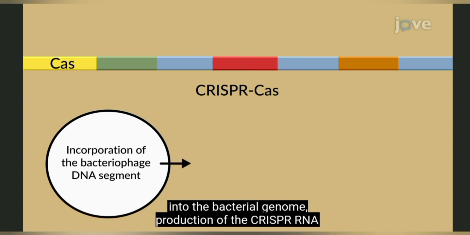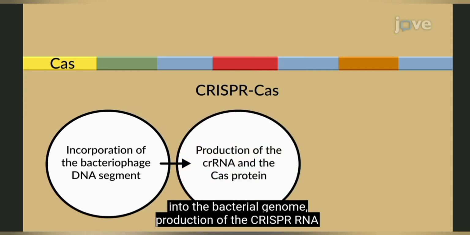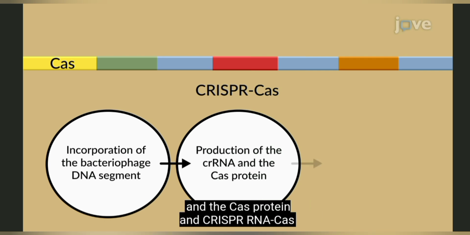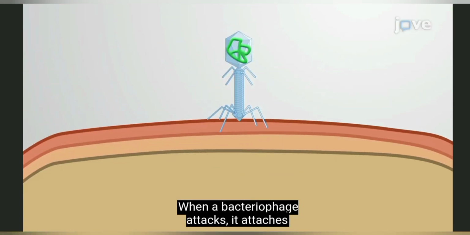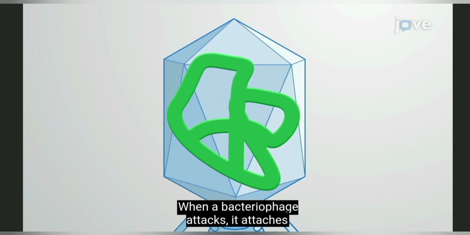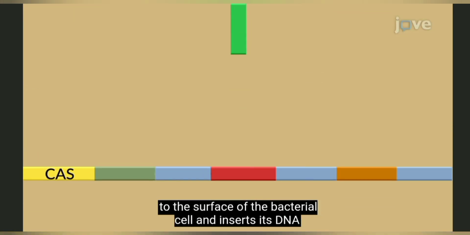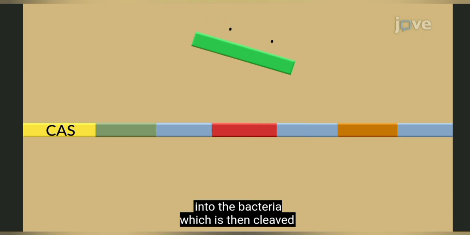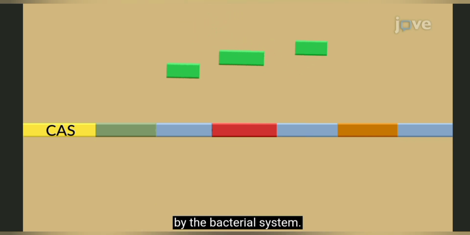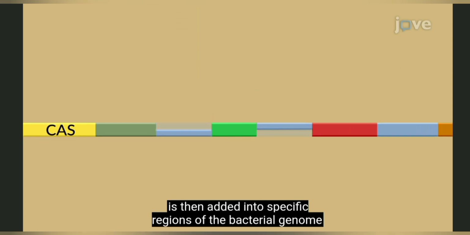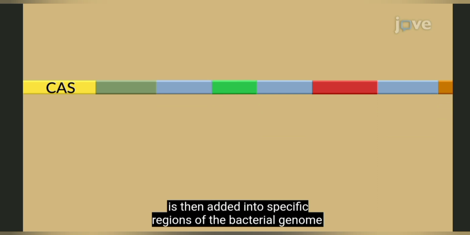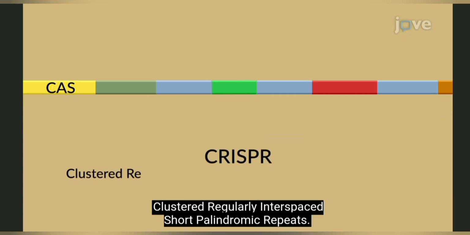segment into the bacterial genome, production of the CRISPR RNA and the Cas protein, and CRISPR RNA Cas-mediated cleavage of the bacteriophage DNA. When a bacteriophage attacks, it attaches to the surface of the bacterial cell and inserts its DNA into the bacteria, which is then cleaved by the bacterial system. A short segment of the bacteriophage DNA is then added into specific regions of the bacterial genome called CRISPR, clustered regularly interspaced short palindromic repeats.